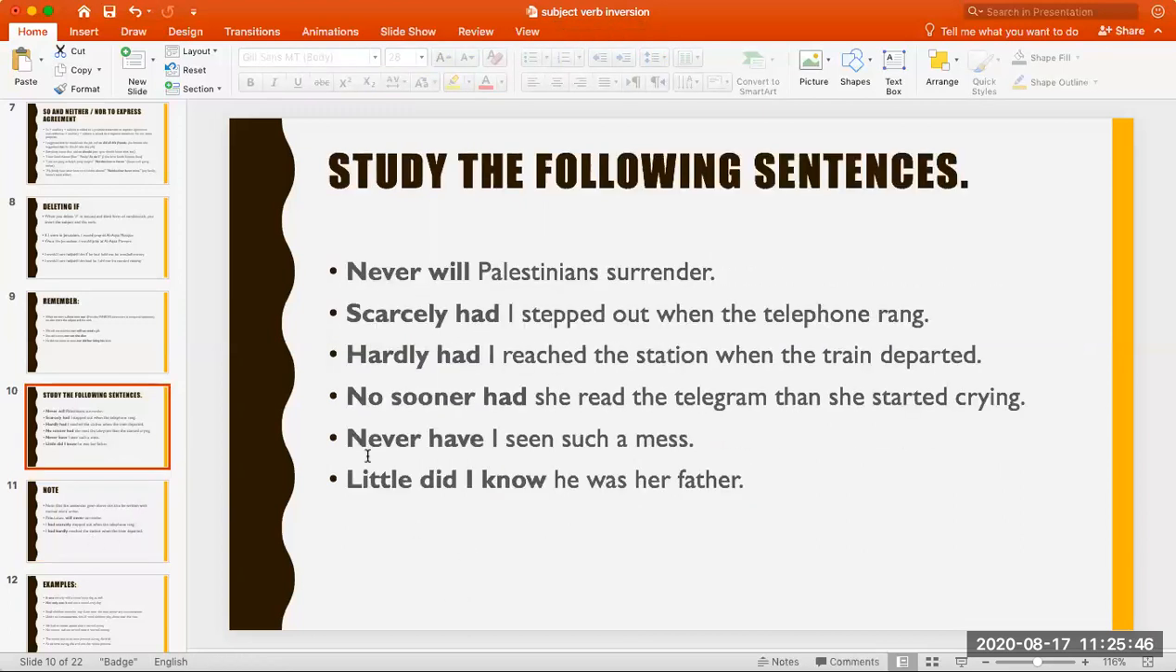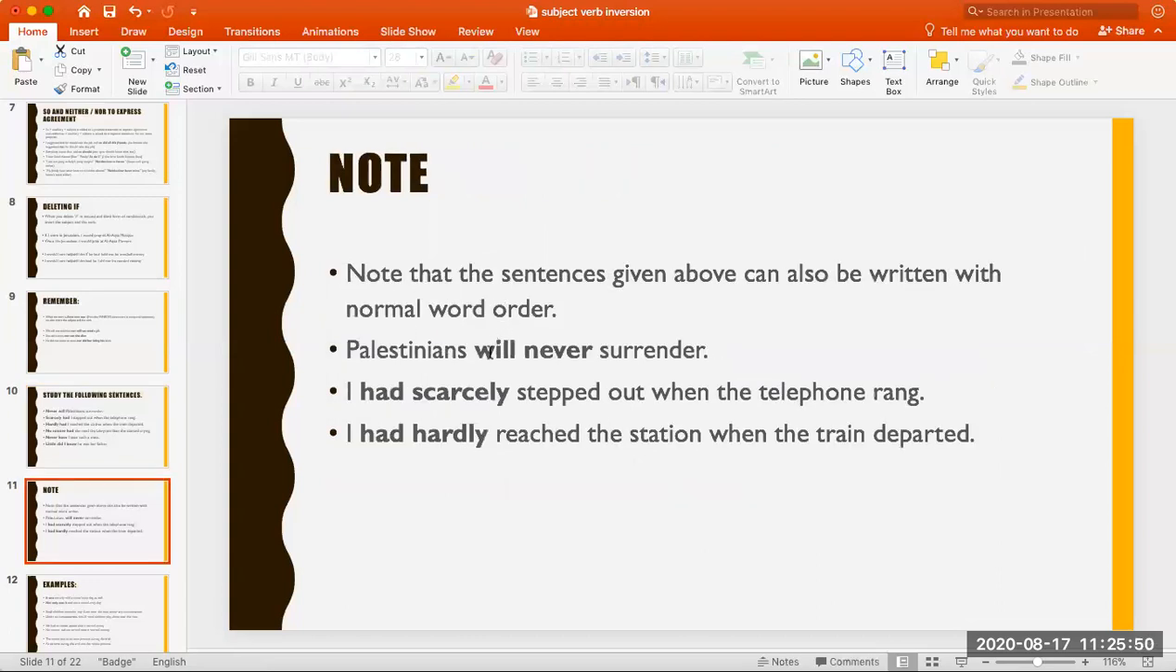Note that you don't have to invert the subject and verb all the time, as long as you do not begin with the negative adverbs or adverbial expressions. So the sentence could naturally be, Palestinians will never surrender. I had scarcely stepped out when the telephone rang. I had hardly reached the station when the train departed. Okay.